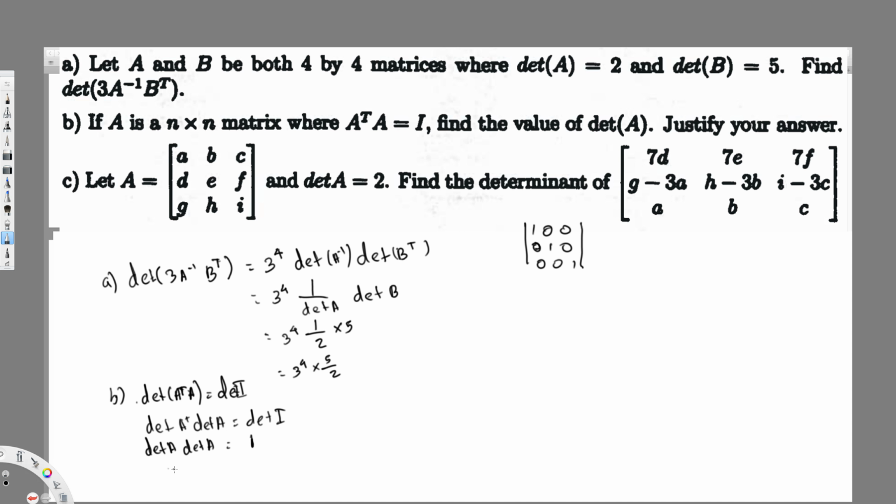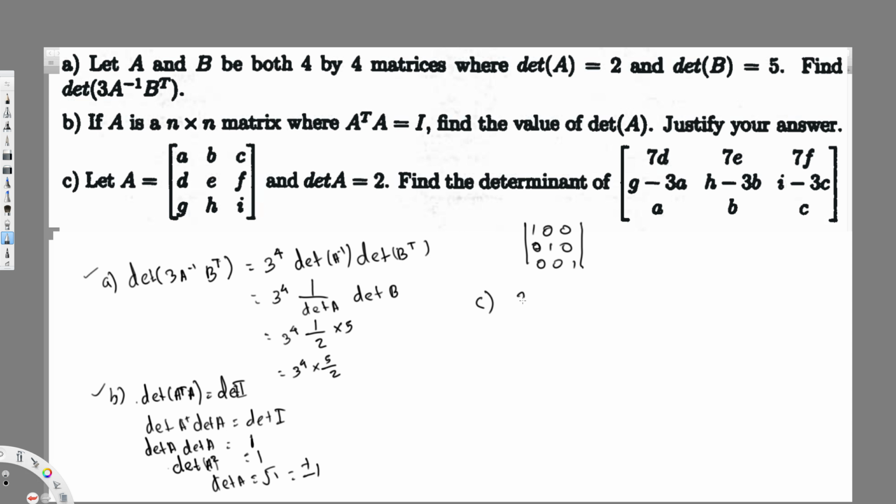So this means determinant A times determinant A is determinant A squared, and determinant A squared is equal to 1. So determinant A is equal to the square root of 1, which is plus or minus 1. So this is my answer for the second question. Let's do the third question. They have given determinant A is equal to 2.